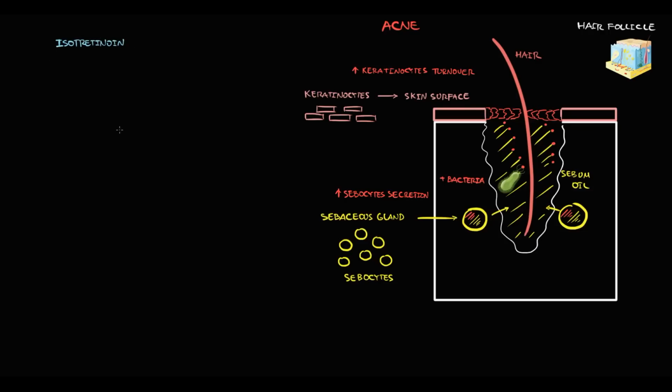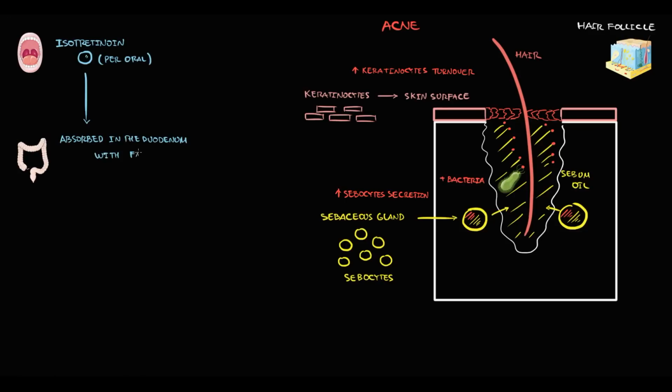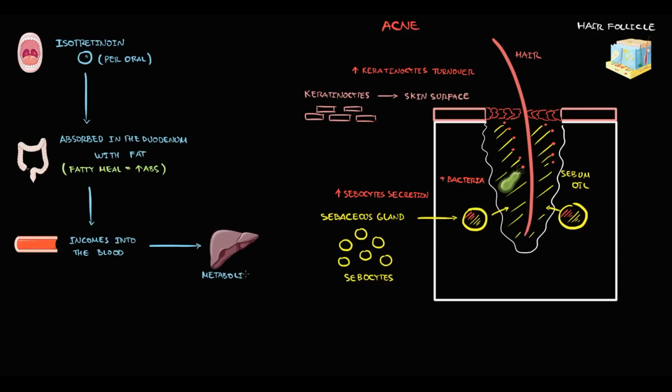Isotretinoin is typically given orally in capsule form, and being a lipophilic substance, it's better absorbed with high-fat meal. So isotretinoin should be taken with fatty meals for a better absorption. Once isotretinoin comes into the blood, it undergoes metabolization in the liver, and because of this, isotretinoin is considered a hepatotoxic agent. Liver metabolizes isotretinoin with formation of active metabolites such as 4-oxo-isotretinoin.